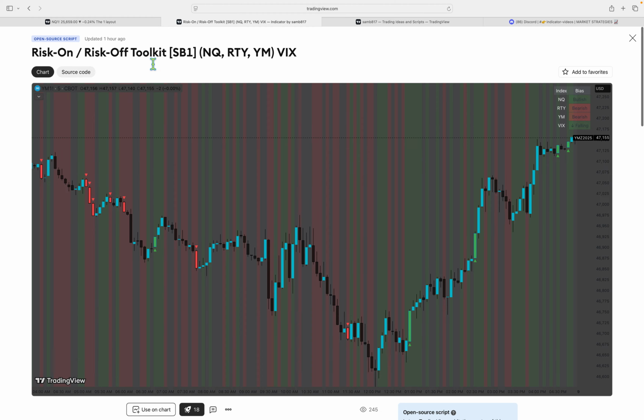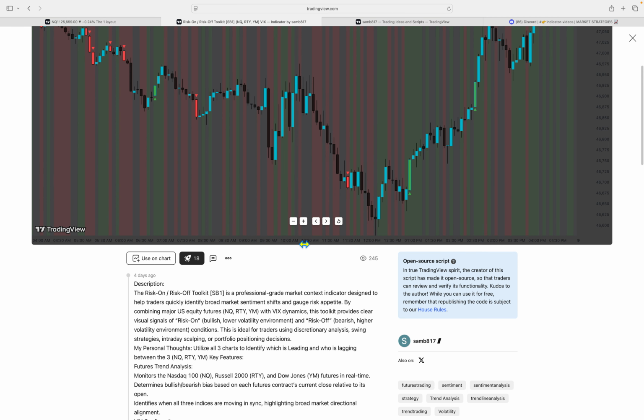So it's the Risk On, Risk Off Toolkit for NQ, RTY, YM, and VIX. This is what you'll be utilizing to add a little bit of advantage to your trading. It is basically a tool that shows you when NQ, RTY, and YM are in alignment and the VIX is diverging. So NQ, RTY, and YM will be all in longs and the VIX will be dropping, or either the NQ, RTY, and YM will be in shorts and the VIX will be rising.